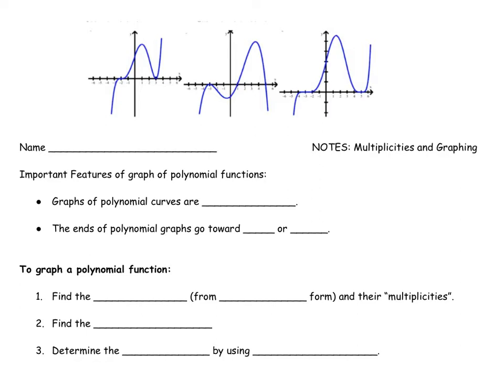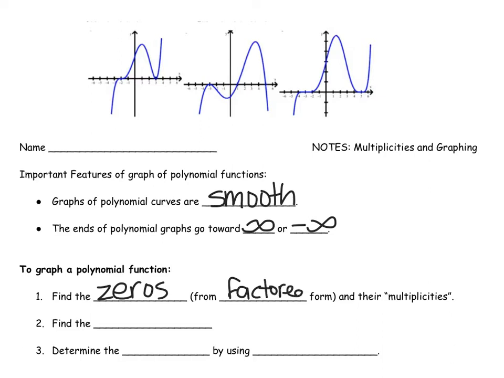So I want to make sure you recognize that as you're graphing, your function should be smooth, and the ends of the graph go toward positive infinity or toward negative infinity. So there are a few things we're going to need to be able to find in order to graph our functions. The first thing we'll need is we will find the zeros of the function, and that of course comes from the factored form. And we'll also need to find their multiplicities, which we'll talk about in a little bit.